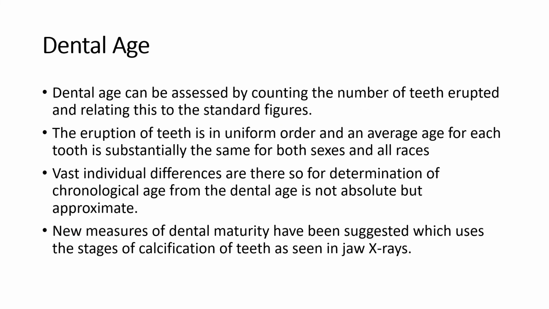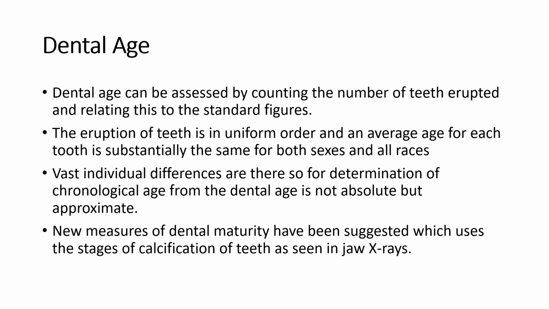The dental age is the last. The dental age can be assessed by counting the number of teeth erupted and relating this to standard figures. The eruption of teeth follows a uniform order, and the average age for each tooth is substantially the same for both sexes and races. Vast individual differences are there, so determination of chronological age from the dental age is not absolute but approximate.